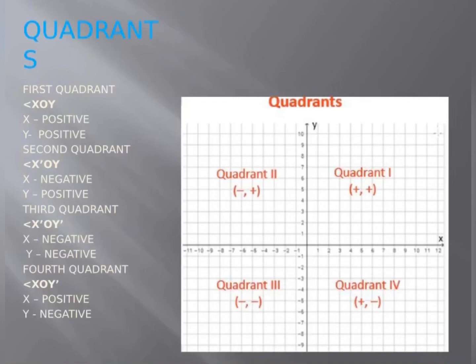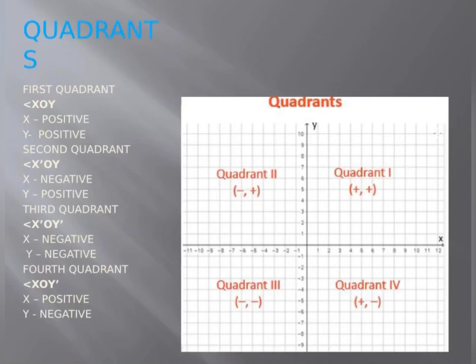Now let us move to the third quadrant, which is formed by the X dash OY dash part of the plane, which comprises OX dash and OY dash parts of the x-axis and y-axis respectively. Now you know that on OX dash negative values are represented, and on OY dash also negative values are represented. So for any point in quadrant 3, the values of x and y will be negative.